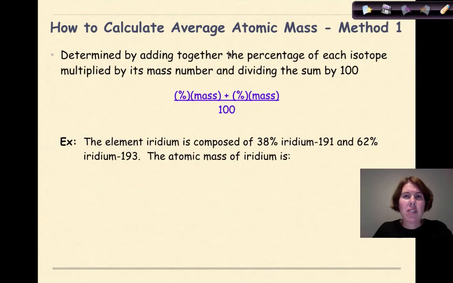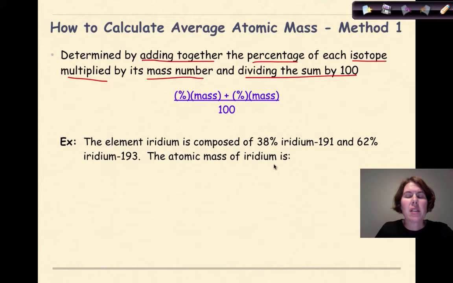How to calculate average atomic mass, method 1. The first method that we're going to look at is determined by adding together the percentage of each isotope multiplied by its mass number, and dividing the sum by 100. So let's look at an example. The element iridium is composed of 38% iridium-191 and 62% iridium-193.